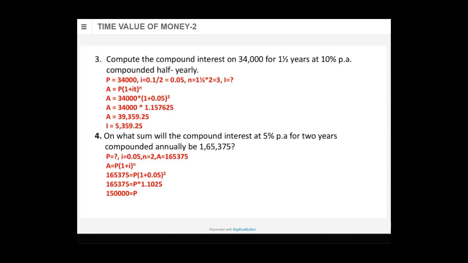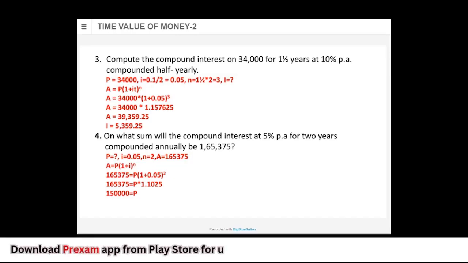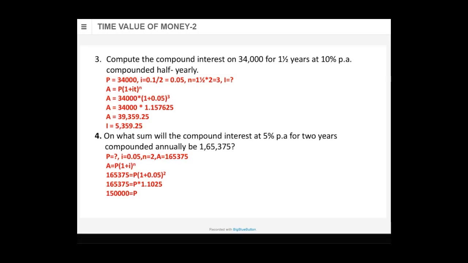Okay. Let's go on to the next one. On what sum will the compound interest at 5% for 2 years compounded annually be 165,375? Read, the answer is there, so don't just look at the answer. Read the question carefully. On what sum, so they are asking you the sum. That means they are asking you the principal.